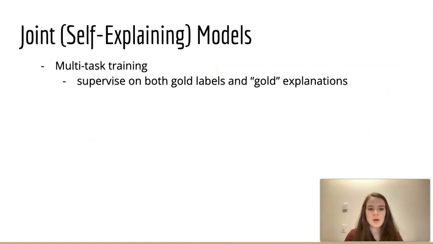Joint or self-explaining models are simply models trained on a multitask objective, both to emulate gold labels and to emulate gold explanations written by human users. They're a popular class of models for a number of reasons. They have high task performance. Generally, adding an explanation generation task does not hurt label prediction. They're more parameter efficient than pipelines, and they're flexible and easy to use.